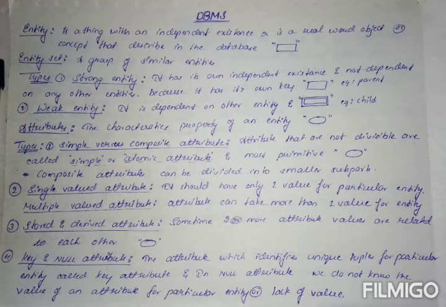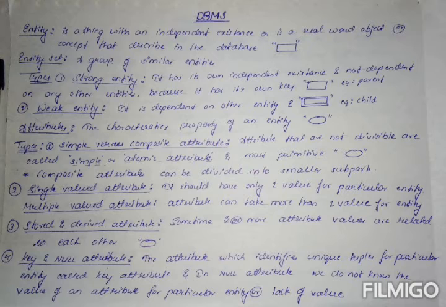Next, move to the entity, and it is a thing which has an independent existence, or it is a real world object or a concept that describes a database. So it is denoted or written inside a rectangular box. Then entity set means a group of similar kind of entities is called an entity set.